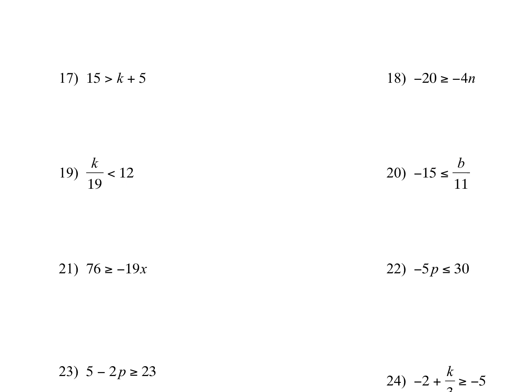Number 17, we want to get k by itself, so we're going to subtract 5 from both sides to get k by itself, and we get 10 is greater than k. Number 18, we want to get n by itself, so we're going to undo multiplying by dividing both sides by negative 4. So we get n, and we have 5. Now when we multiply or divide both sides by a negative, our symbol flips.